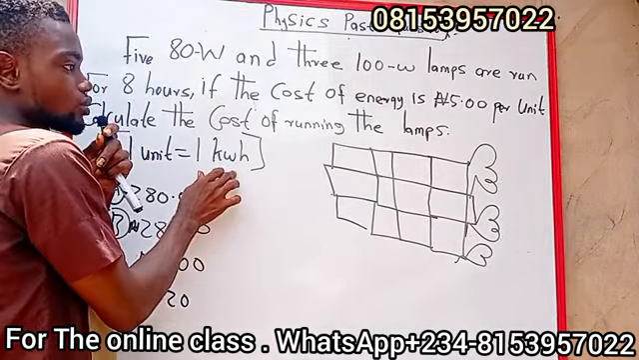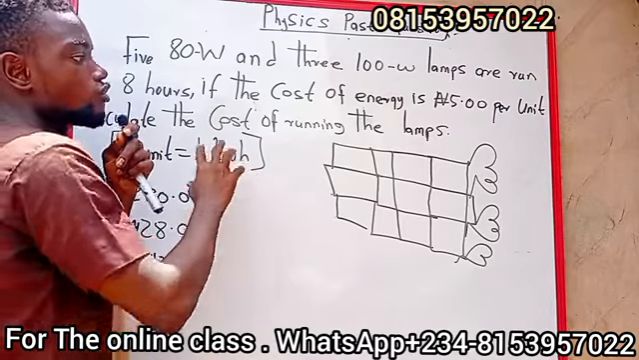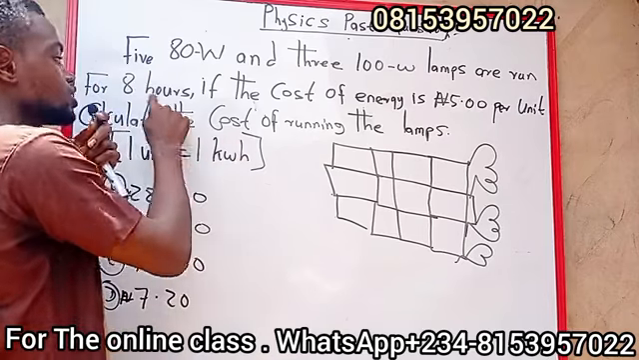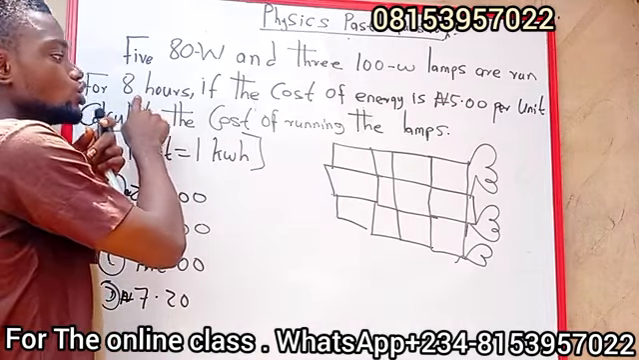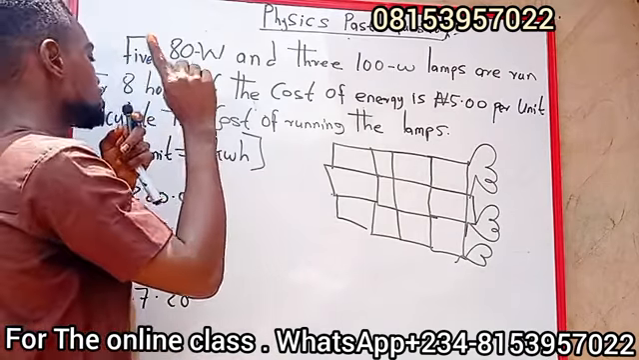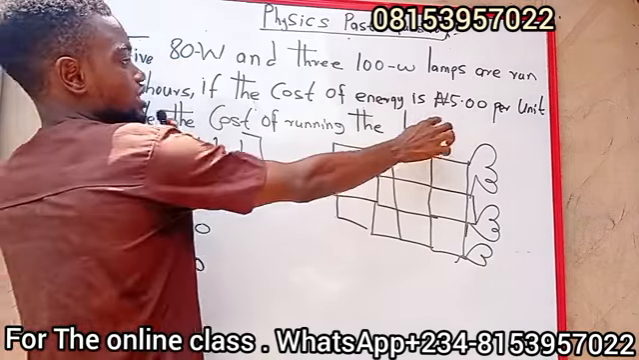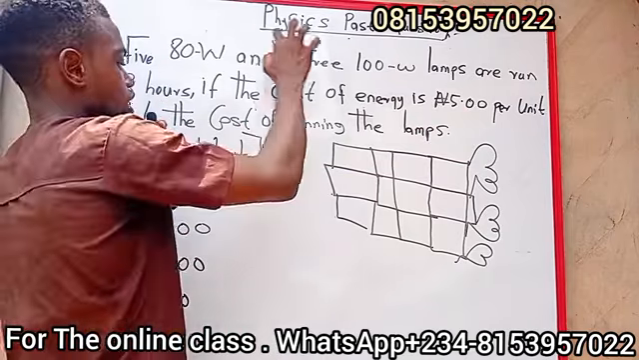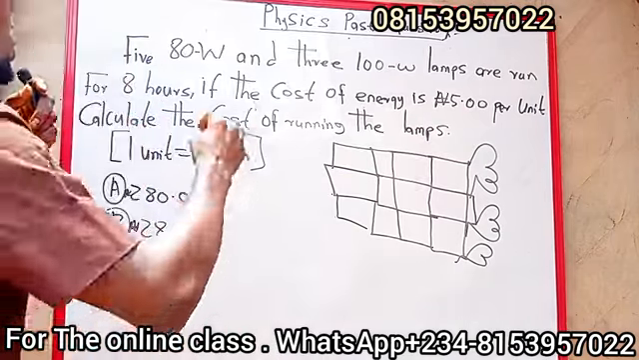When you divide by 1000, to get the cost of running it for how many hours? For 8 hours. Since hours is there, we're not changing it to seconds. You times it by 8 hours. And then per unit, which is under 1 hour, is 5 naira. So 5 naira times 8 times what you converted in kilowatt. So let's do that.